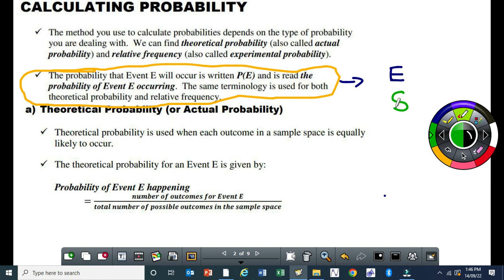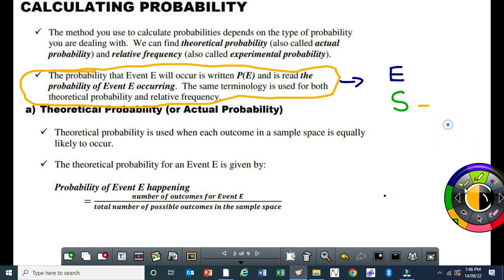In probability, if you want to calculate the probability of any event, it's always equal to the number of favorable outcomes divided by the number of all possible outcomes. The number of all possible outcomes, that's your sample space. Let me put an N in front there, so we can say n(S). When I say n(S), it means the total number of all the possible outcomes. Then n(E) is the number of your favorable outcomes.